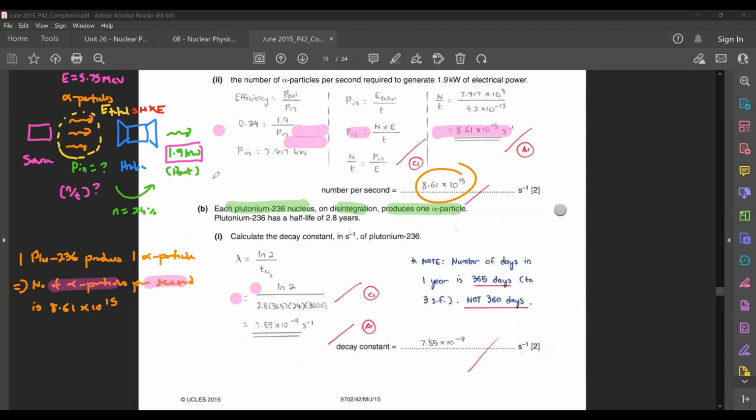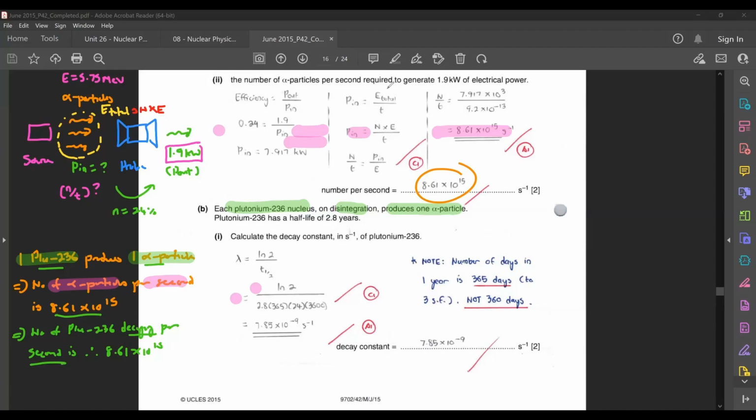Okay, now if you know that one plutonium-236 produces one alpha particle, from here you can actually deduce this. The number of plutonium-236 decaying per second is therefore 8.61 times 10 power 15, because you only get one alpha particle when one plutonium-236 decays. If you already know in the first place that the number of alpha particles per second is this value, that would have meant that you have that same amount of plutonium nucleus that was decaying per second.